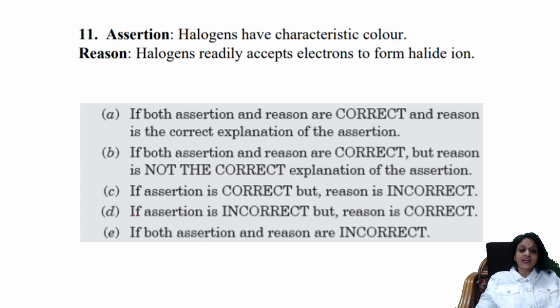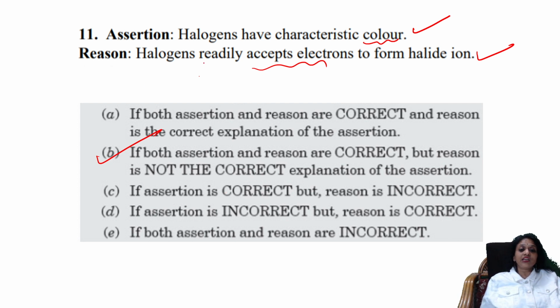Okay. Halogens have characteristic color. Halogens readily accept electrons from halide ions. Yes, this is right, and this is also right. But the problem here is that one is talking about color and the other is talking about acceptance of electrons. That's why assertion right, reason right, but the reason is not the correct explanation.